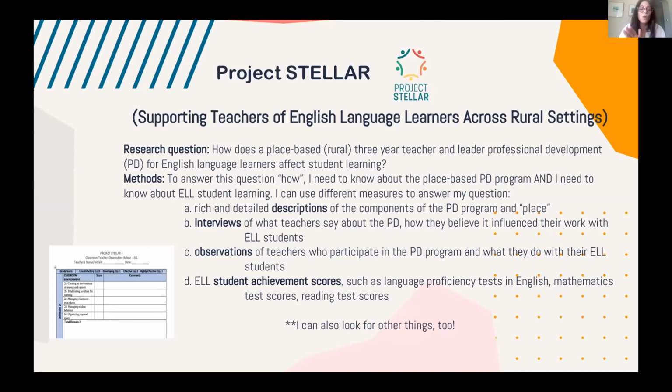So this is a design called a quasi-experimental study. I won't go into too much detail of that, but my point is that you can see how one is to find the best methods I can use to answer. I can look for other things too. And we have lots of data on how the participants, what they said when they were in classes.